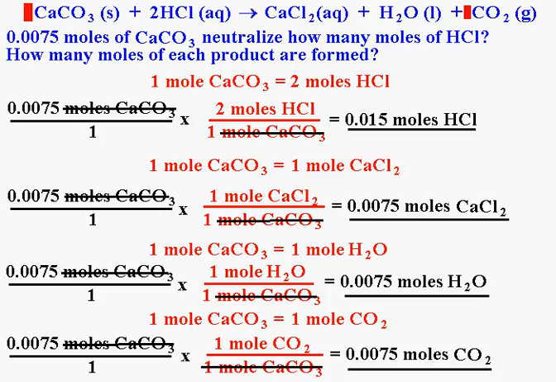So what does this tell us in the end? Well, think about it. I just gave you the number of moles of one thing, CaCO3. From that, you were able to figure out the number of moles of everything else. The number of moles of HCl neutralized, 0.015, the number of moles of CaCl2 produced, 0.0075, the number of moles of H2O produced, 0.0075, and the number of moles of CO2 produced, 0.0075. So this begins to show you the power of stoichiometry.